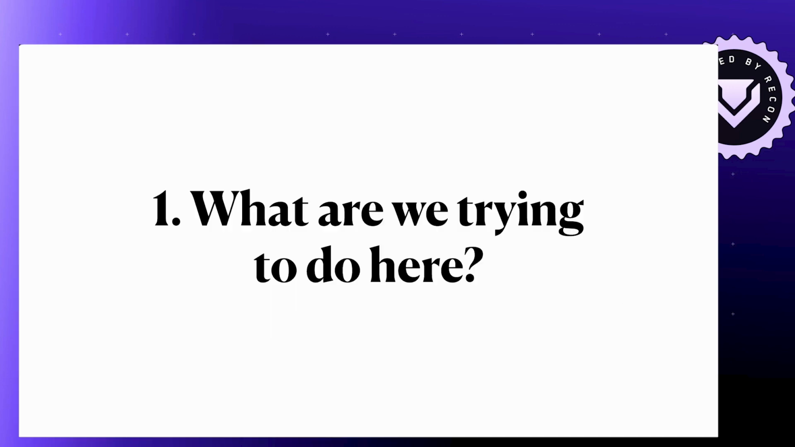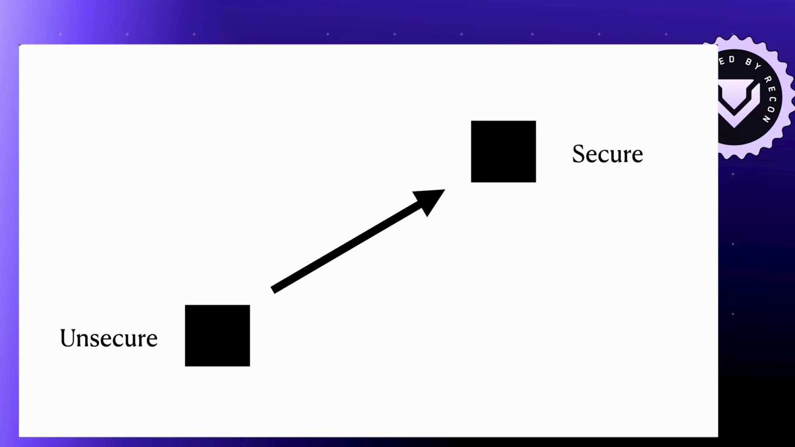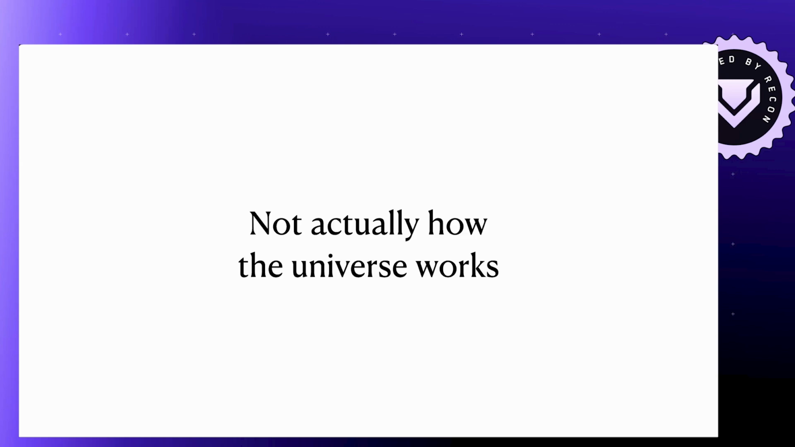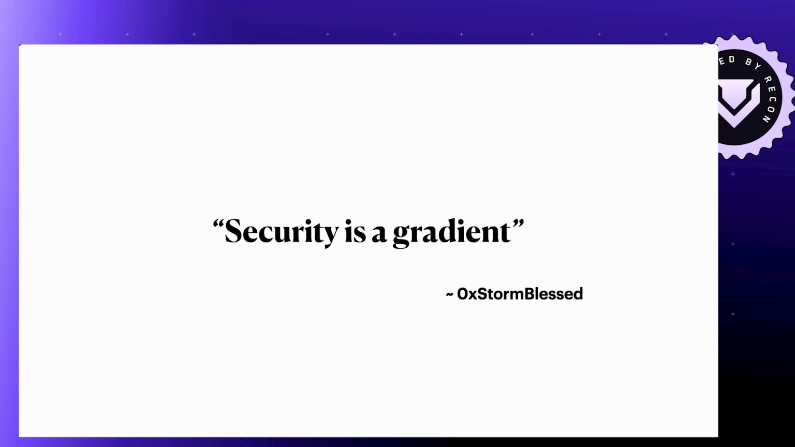So what are we trying to do here? Well, this is the simple answer. We're trying to move from unsecure to secure. You want to launch code that's not going to get hacked. And the reality, though, is you can't actually do this because that's not actually how the world works. There's not a Boolean between secure and non-secure that suddenly gets flipped, at least as far as you can really know from most things. So to quote a wise man, security is a gradient. This is from Storm Blessed of Urine.